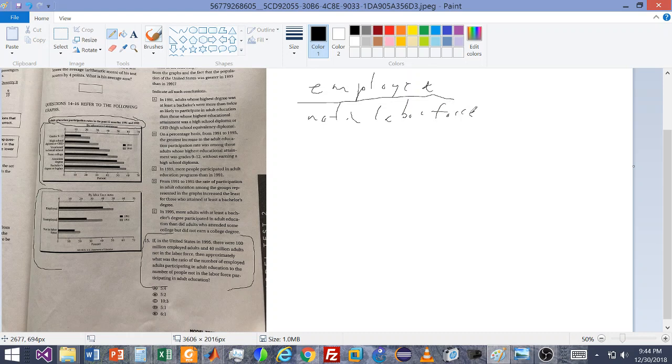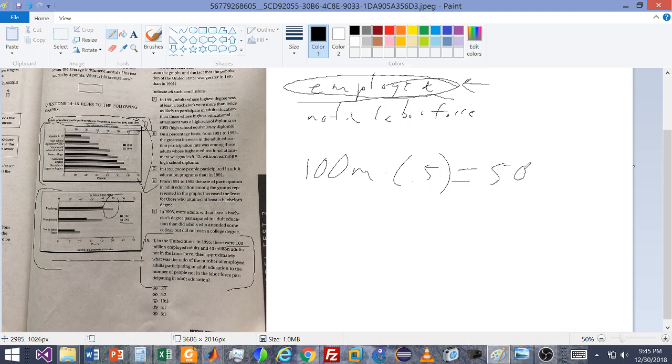Alright, so now we can set up this question pretty easily because we know that this title right here applies to this bar graph also. So in other words, we can do some very simple math now because we can calculate employed, because this table right here in the bottom tells us what percent in 1995, it's the lighter color, are employed. And so we can calculate this number by simply taking 100 million that they give us here times 50% as a decimal, which is 0.5. So that's just going to be 50 million.